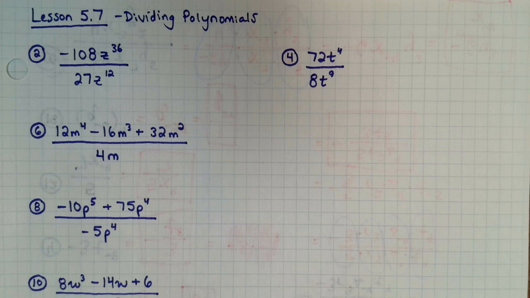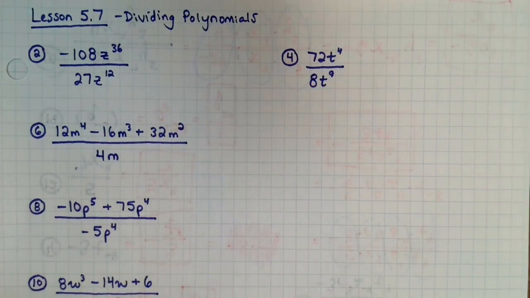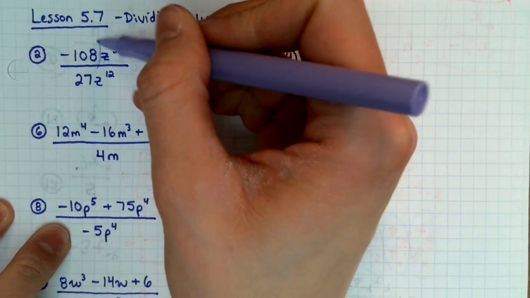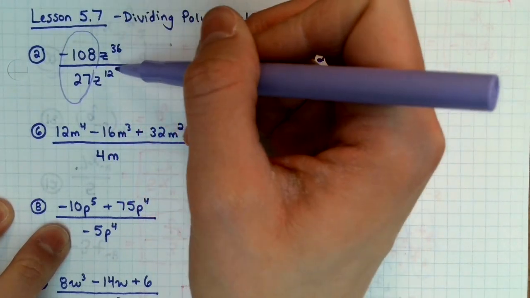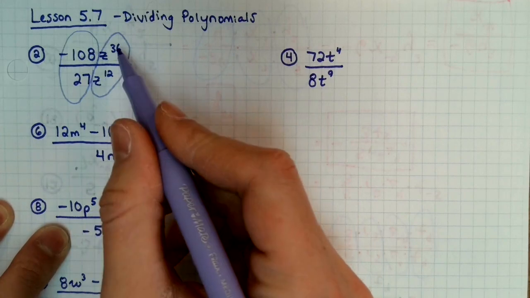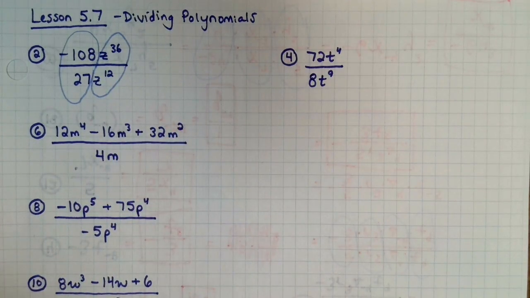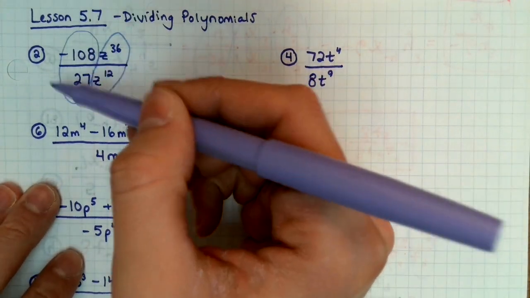So just focusing on the basic forms, again, a monomial divided by a monomial, that's what our first two examples are going to cover. And essentially it's going back to using those rules for exponents. So that's the idea here. So on this question, we have this negative 108 over 27, and then we also have this z to the 36 and this z to the 12th in both the numerator and the denominator of this quotient. Those are like bases, and we can actually do this division here.